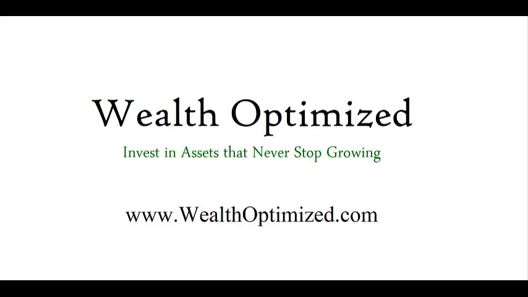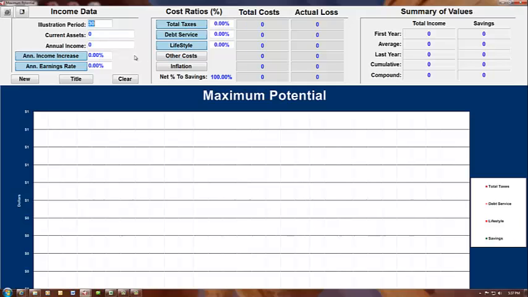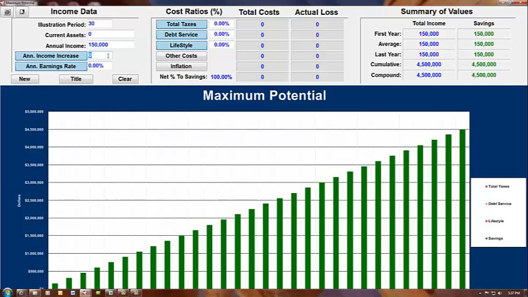Today we're going to be looking at a maximum potential calculator. This calculator will assist us in looking at the amount of money that could be passing through your hands over a 30-year time frame. In this particular calculator, we're going to show this individual earning an annual income of $150,000, with an inflation rider and/or an increase of 4%, assuming that this individual's business or practice is going to continue to grow over these 30 years.